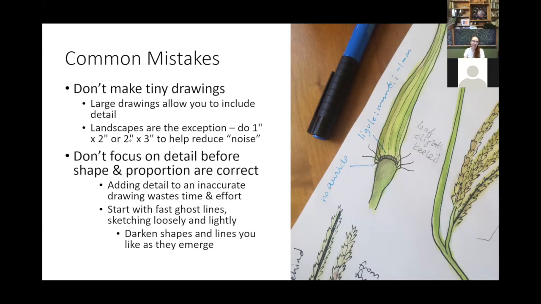The exception to making large drawings are landscapes. If you try to do a landscape too large, you'll tend to try to include too much information. Whereas if you draw a tiny landscape, a couple inches, that will force you to focus on the forest rather than the trees, basically. You can pick out just a few elements of the landscape to focus on so that your drawing is legible in the end and doesn't include too much detail.